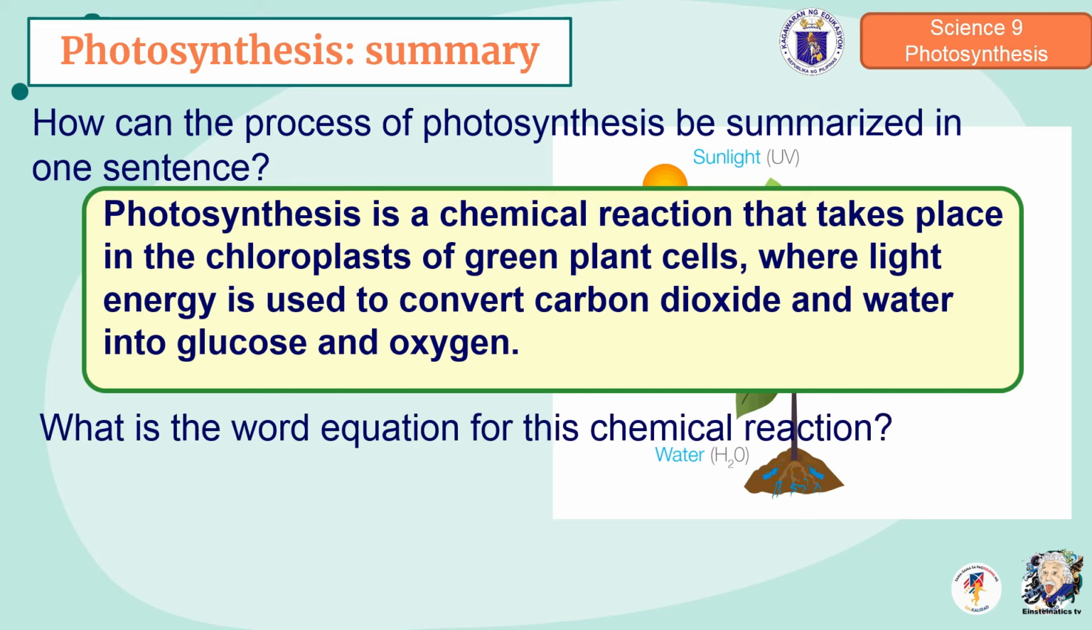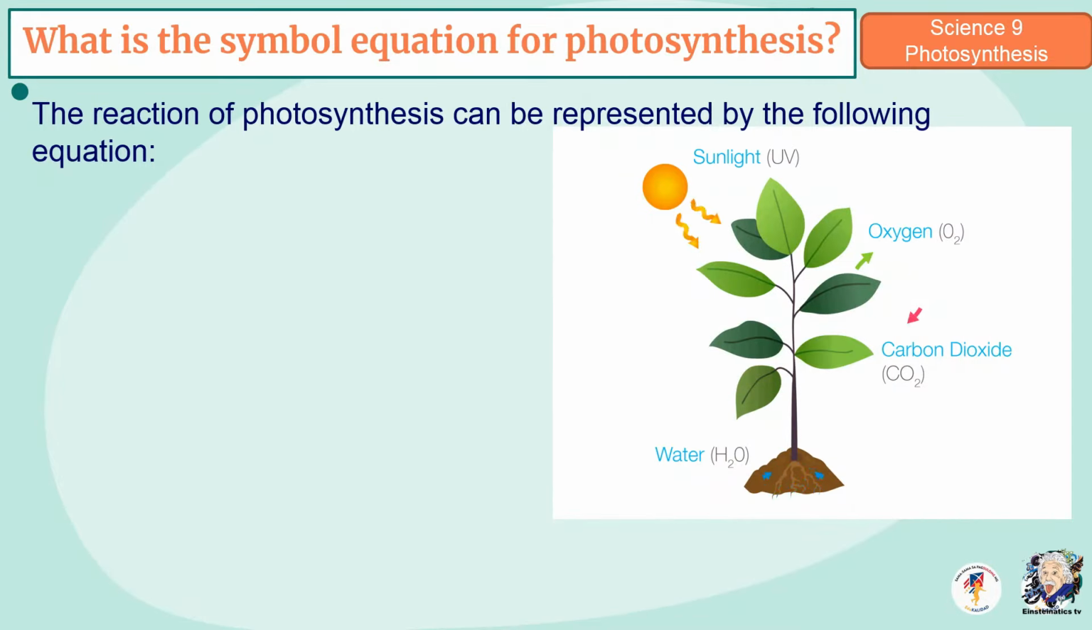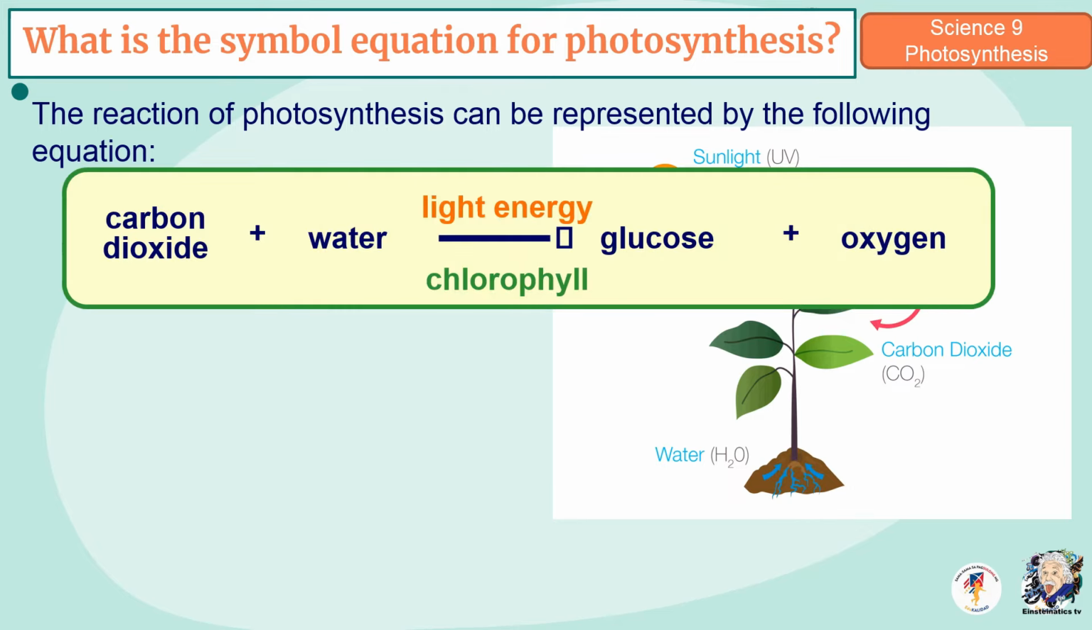Now, how are you going to put a word equation for this chemical reaction? So the word equation for the process of photosynthesis would look like this one. Carbon dioxide plus water, using light energy, would produce glucose and oxygen. So we already know that the reaction of photosynthesis can be represented by the following equation. Carbon dioxide combines with water, using light energy, to produce glucose and oxygen.